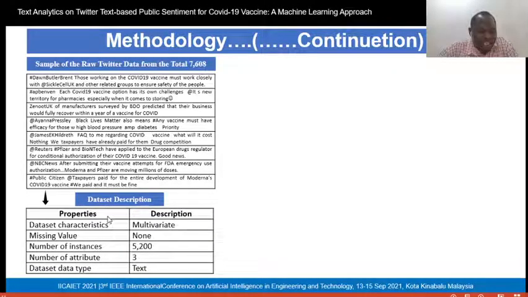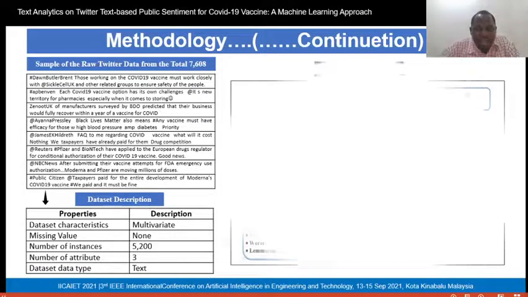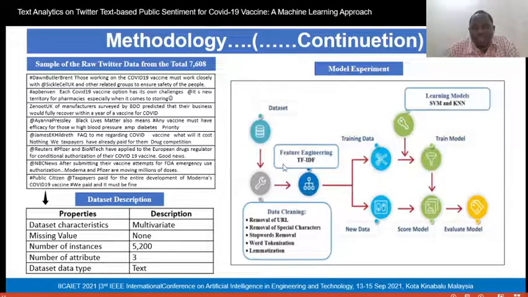So this is the description of the data sets. Of course, the data set was multivariate and there is no missing value, and after pre-processing the data, we get a final complete data set of 5,200, and the number of attributes is 3. The data type is text, because we are dealing only with text data. And this is the workflow of the experimentation model.